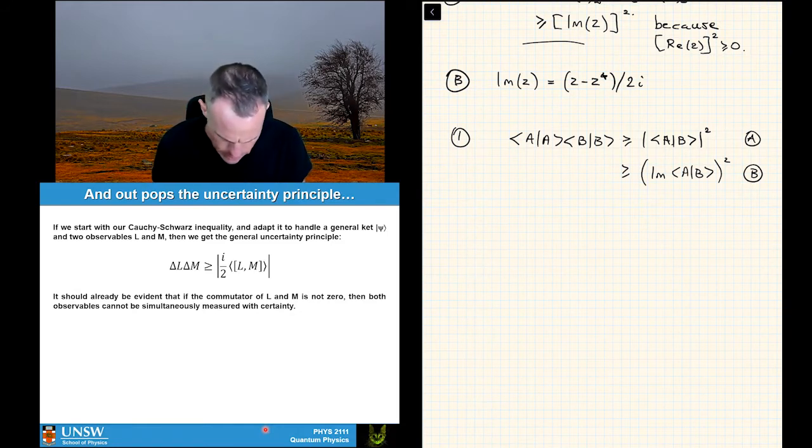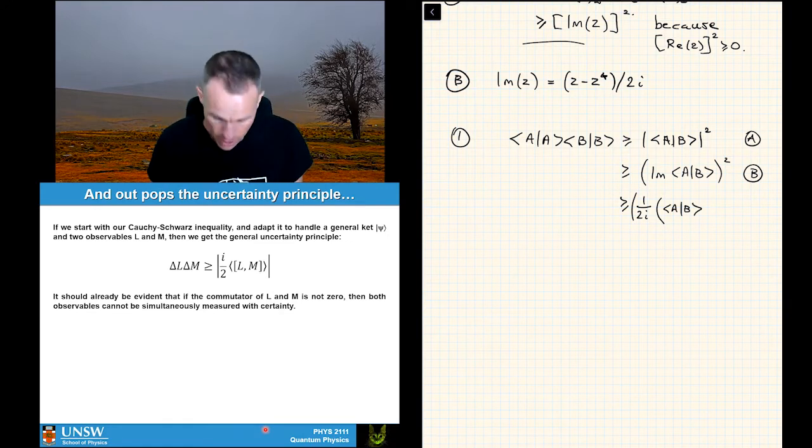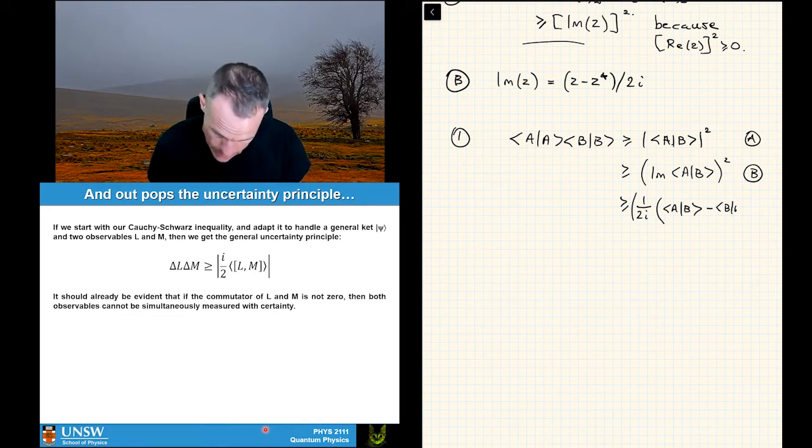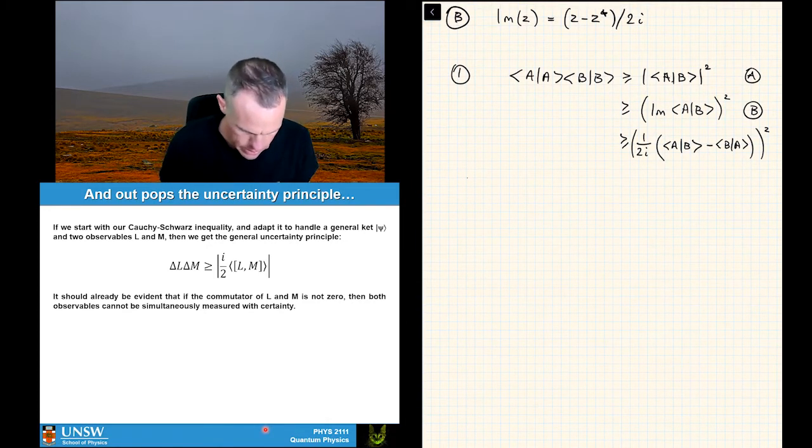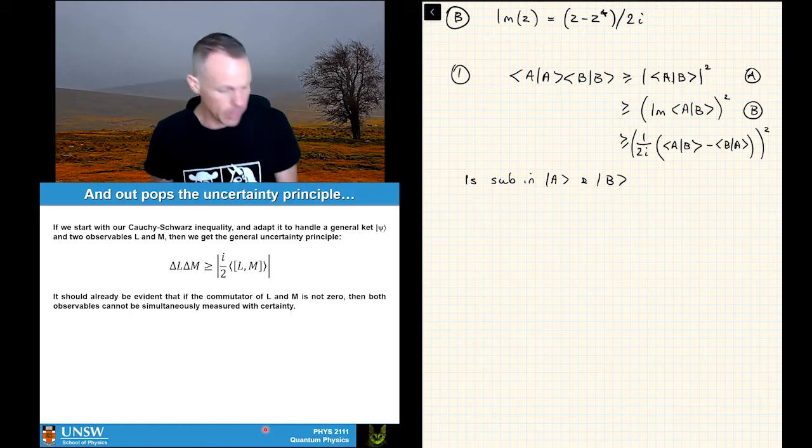So what we can write this as is greater than or equal to 1 over 2i, we just pull that out the front, times z, which will be the inner product of A and B, minus z star. So take the conjugate, reverse the two labels here. So this is B and A. And then the whole thing is squared, okay? All right, so now what we can do is substitute in our ket A and ket B. Okay, so now what we're doing is basically just saying, let's drop our measurement in.